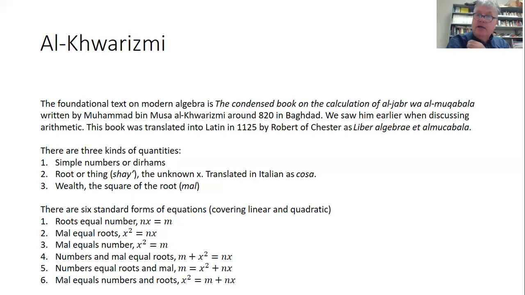And then the last 3 cases are the different types of quadratic equations. m plus x squared equals nx, m equals x squared plus nx, and x squared equals m plus nx. So you might think, oh, what about x squared plus nx plus m equals 0?